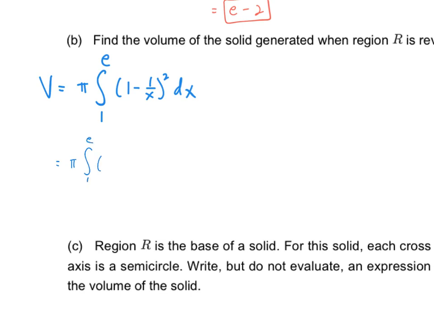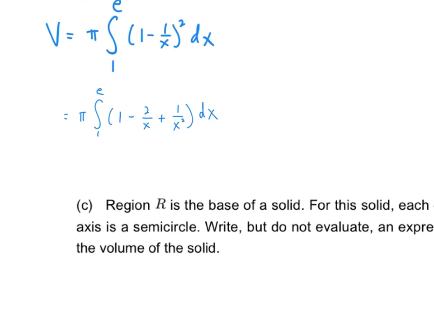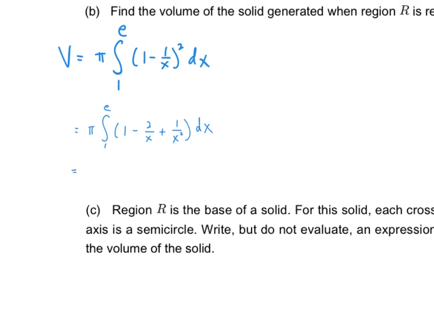Okay, first we'll FOIL this, I think. This will be 1 minus 2 over x. And then we'll just integrate each one of those separately. X minus x. I think that's right.